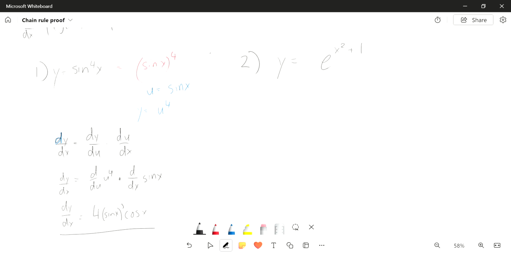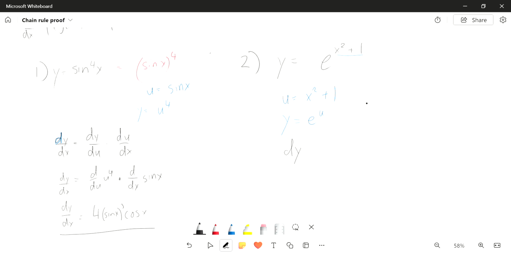Ready? Okay, so our inner function is whatever's in the inside of everything. So that means if we have an exponent on the outside, if we have an exponential function, our exponent should be the inner function. And so that means it's x squared plus 1. So we'll say u is equal to x squared plus 1. And that means y is equal to e to the power of u.